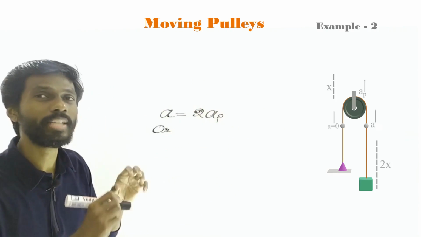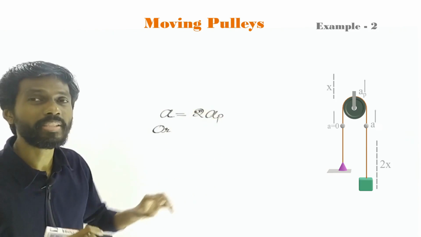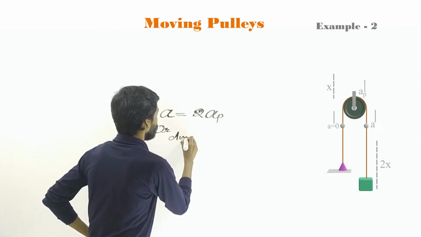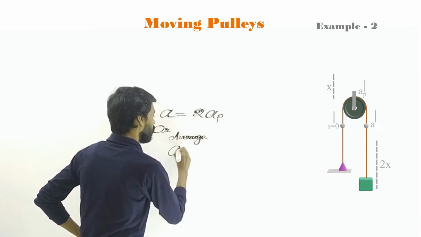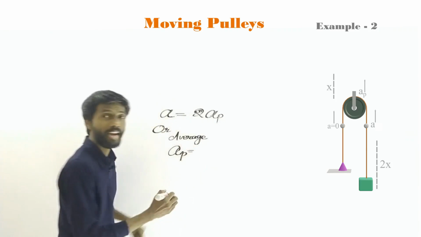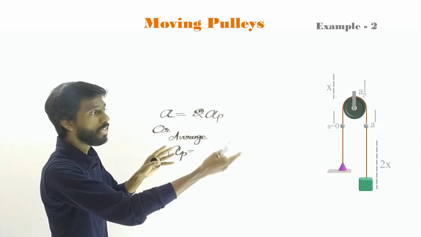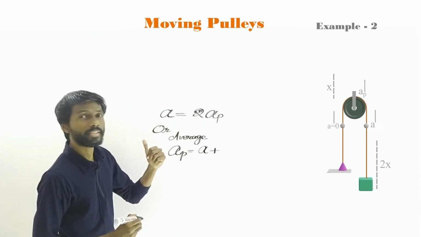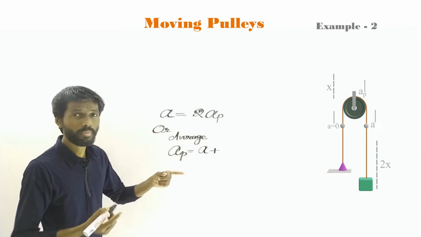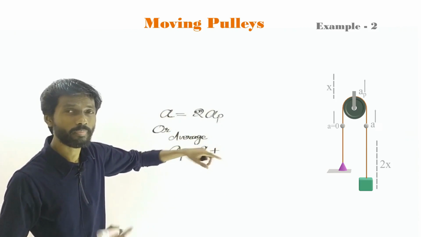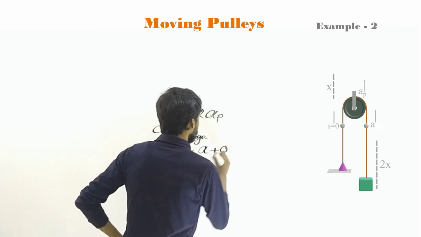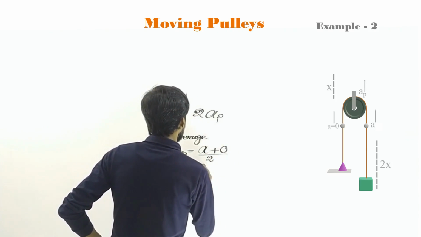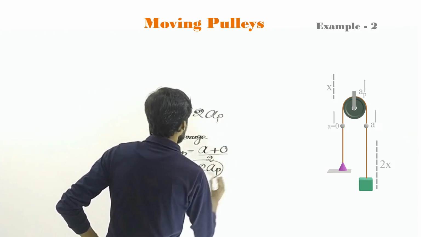The other end is not attached to a moving object. It is attached to the ground. So the acceleration of this part is 0, right? So if you use the average method, the acceleration of the pulley equals the average of the two sides, right? The block on that side and the string on this side. What is the acceleration of the block? That is A, plus this side the acceleration of the string, that is 0, because it is not moving, it is attached to the ground. So A plus 0 divided by 2. This gives you the relation: the acceleration A equals 2 times the acceleration of the pulley. So that's all, this is the relation.